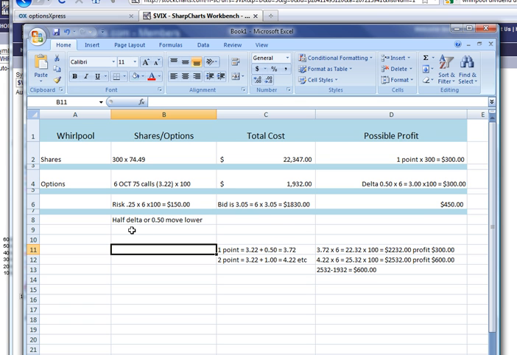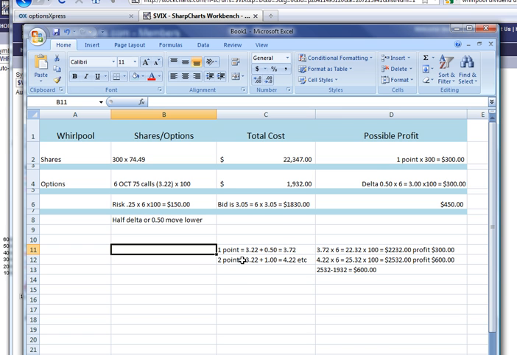Okay, my risk. I always enter a trade knowing what my risk and reward would be. My risk would be half of the delta, or 25 cents, times my 6 options times a $100 multiple would be $150. So for a risk of losing $150, I know that I would make 3 times that, or $450. That would be my reward. But if I were to hit that $150 loss, I would immediately exit my position.